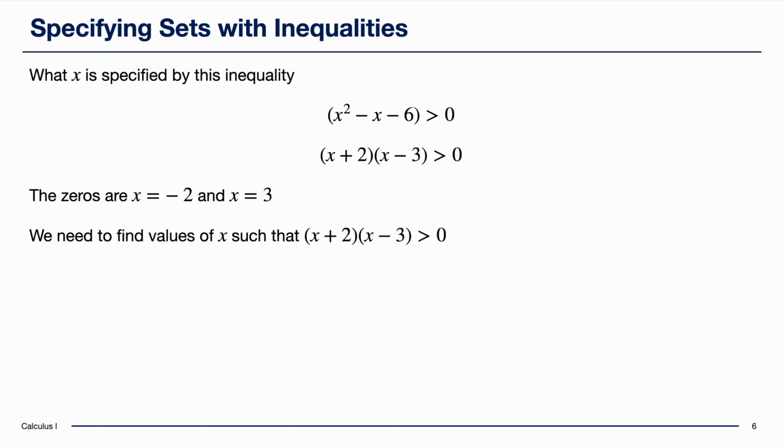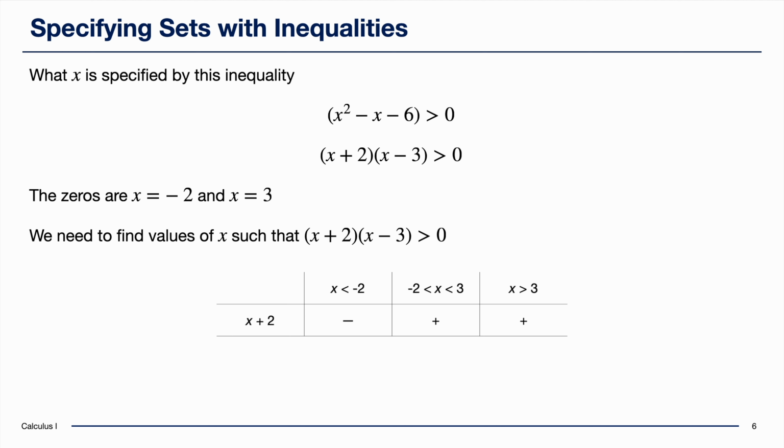So we need to find values of x such that x plus 2 times x minus 3 is greater than 0. So to go about this, we can make a table. We can test values of x that are less than negative 2. We can test values of x that are between negative 2 and 3, and we can test values of x that are greater than 3. And we need to find whether these values will make the whole thing positive or negative.